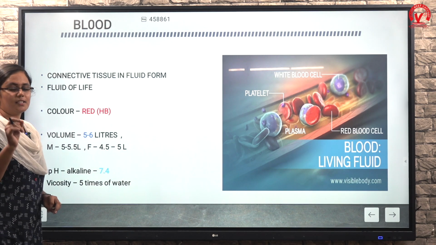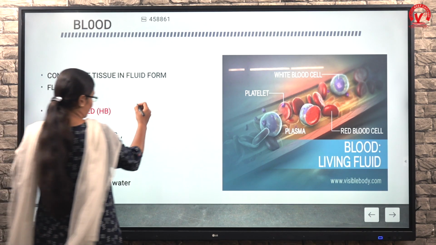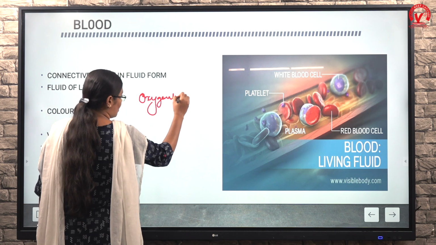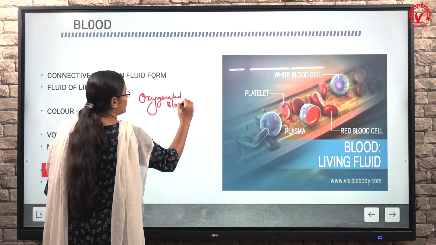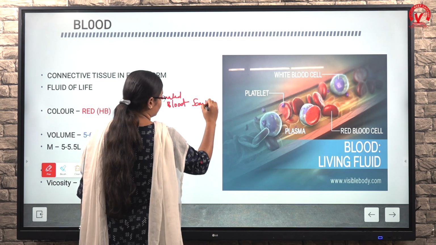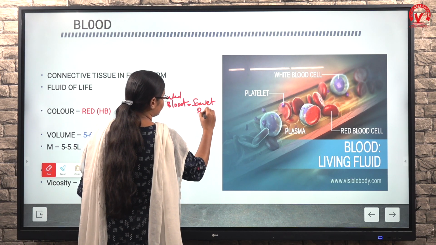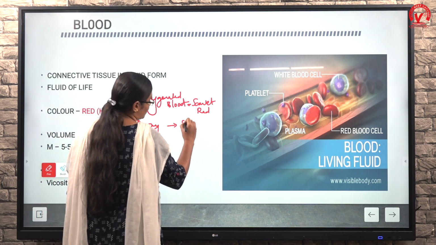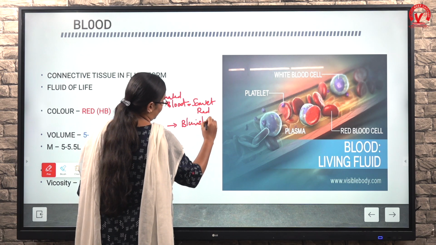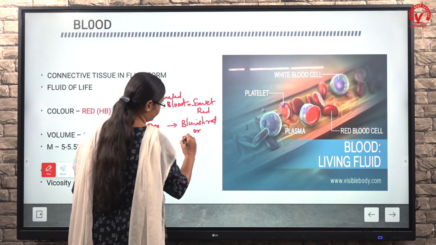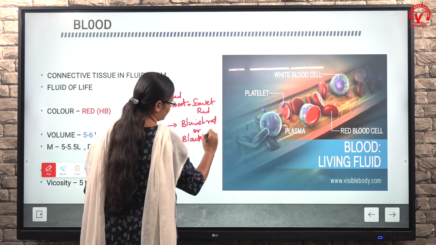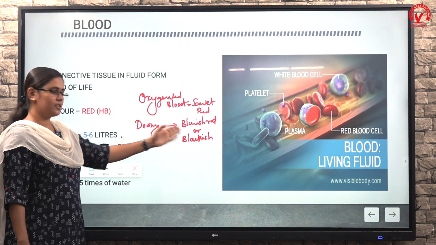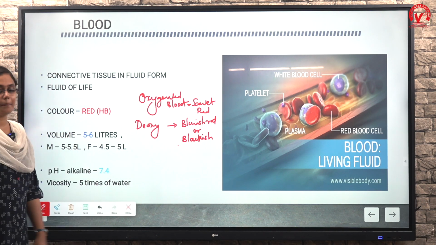So the color of the blood is red, but in case of oxygenated blood, it is scarlet red color, whereas deoxygenated blood is bluish red or blackish red color. In general terms, blood is red color, whereas oxygenated blood is scarlet red and deoxygenated blood is bluish or blackish red color.